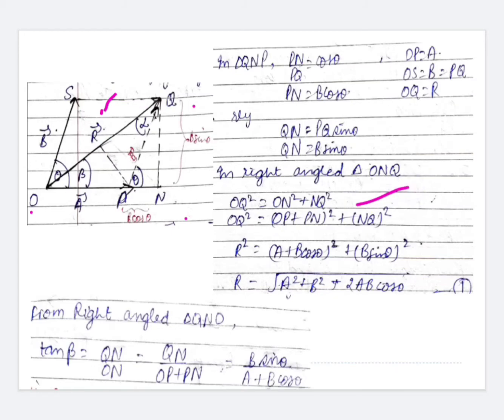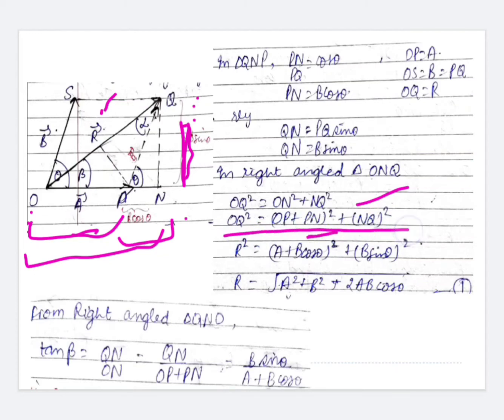See, this OQ square is hypotenuse square. The hypotenuse in this is OQ. And what is ON? ON is the base, and this base can be represented as OP plus PN. We already know OP is vector A. And this PN we have to find out. And from this, the perpendicular is QN. We have to find the value of QN, the perpendicular, so that we can put it in this equation, as you are seeing.